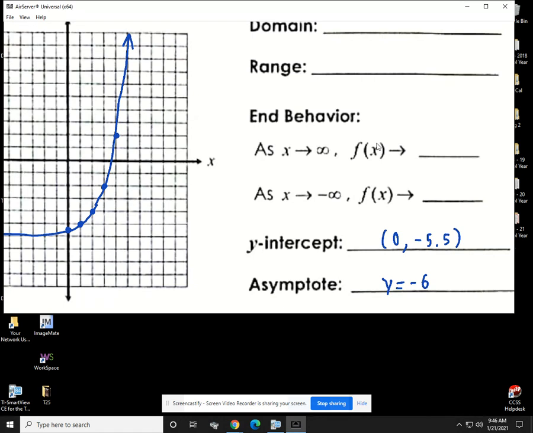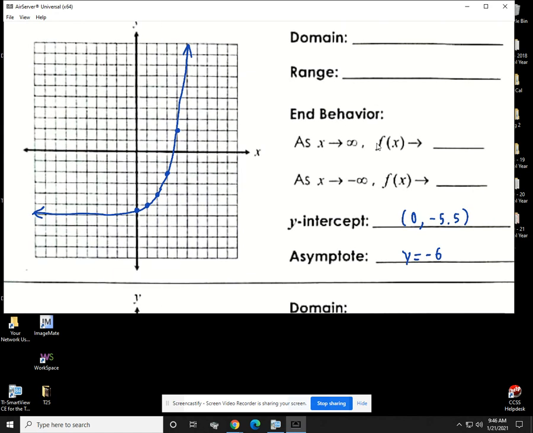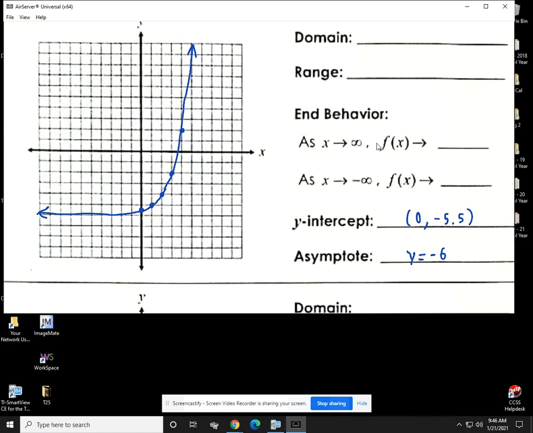Okay, so what's my domain? What do we say our domain always is for exponential functions? There's no limit, right? No limit. So -infinity to +infinity. Now, from those graphs that we did yesterday, the range changed, didn't it? Why did the range change? Yesterday, all of them were 0 to infinity. Why did this one change?